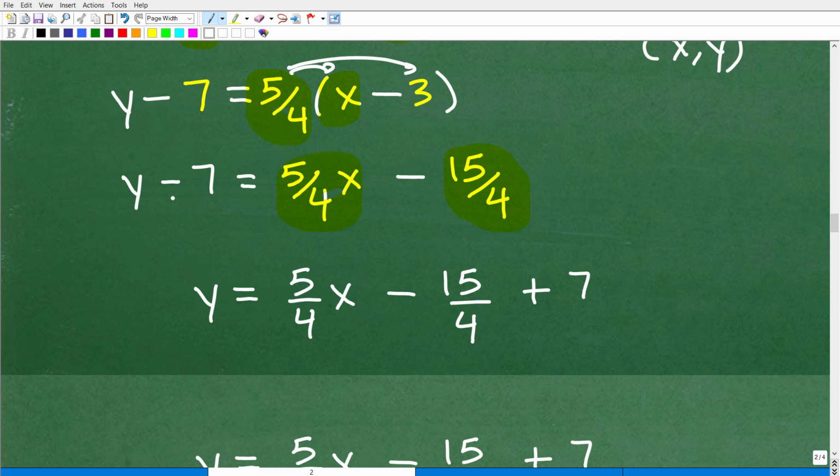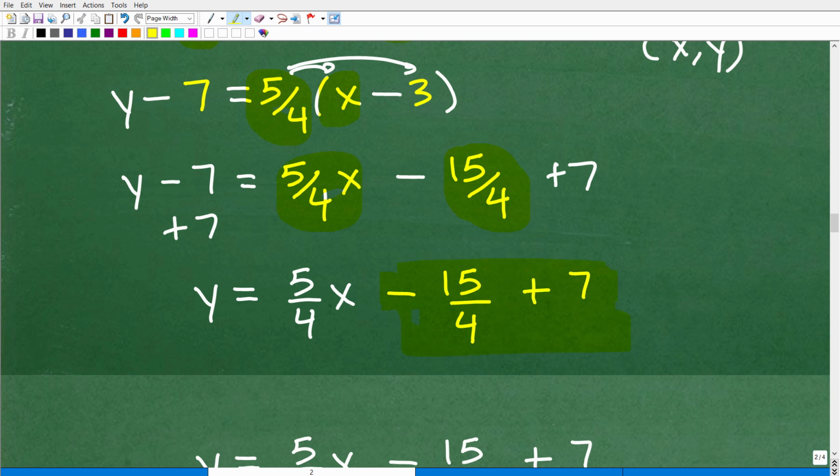All right, so now we have y minus 7 equal to 5/4 x minus 15/4. So what do we want to do? We want to solve for y. So I need to add 7 to both sides of the equation. So that's going to be y equals 5/4 x minus 15/4 plus 7.